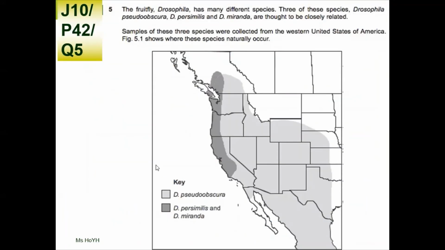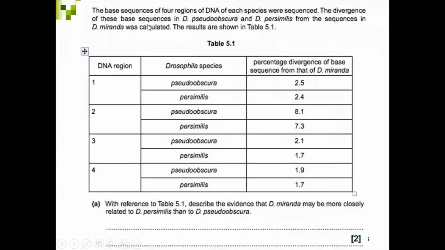Fruit fly, yes. Drosophila has many different species. So over here, they say there are 3 species, and these 3 species are found in different locations in the US. This is where they are naturally occurring. So you've got 3 different species. So what's the question?